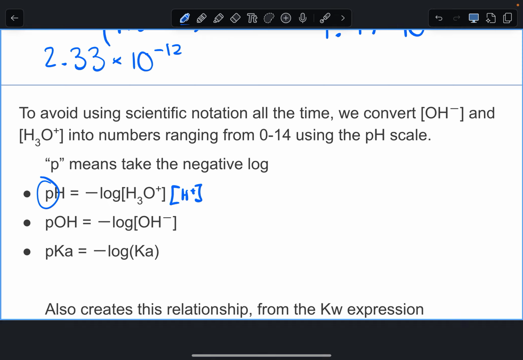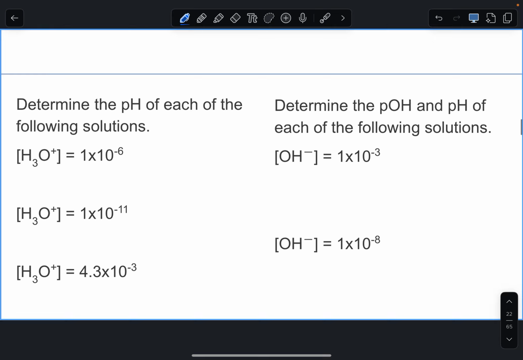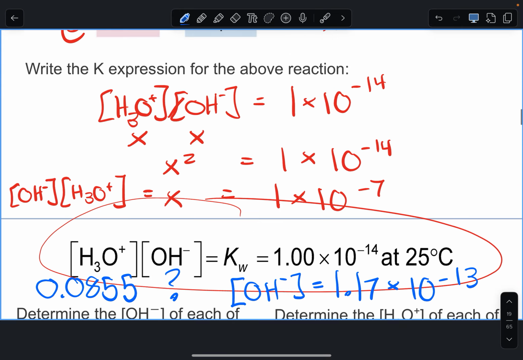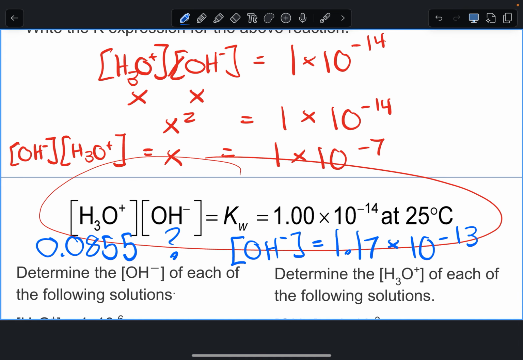Logs are kind of like multiplication and division as far as logs and exponents. So if you have something that's like 10 to the 3rd, the log of that would be equal to 3. So log 10 to the 3rd is equal to 3. So it kind of undoes the exponent. So let's do a couple of these. I want to start with that value we used before when we were doing HClO3. So this one, 0.0855.